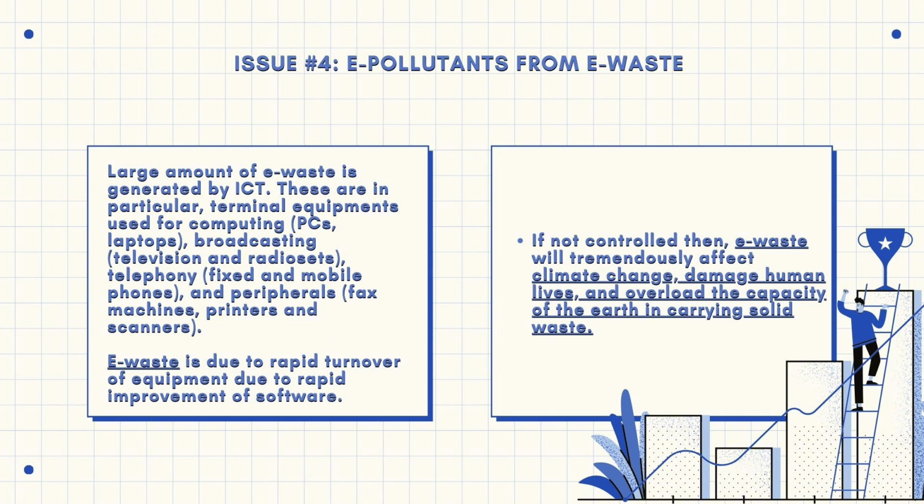Okay, so let's have the fourth issue, the e-pollutants from e-waste. Large amounts of e-waste are generated by ICT. These are in particular terminal equipment used for computing, PCs, laptops, broadcasting like television and radio sets, telephony, fixed and mobile phones, and peripherals, fax machines, printers, and scanners. So take note, the accumulated e-waste is due to rapid turnover of equipment due to rapid improvement of software.